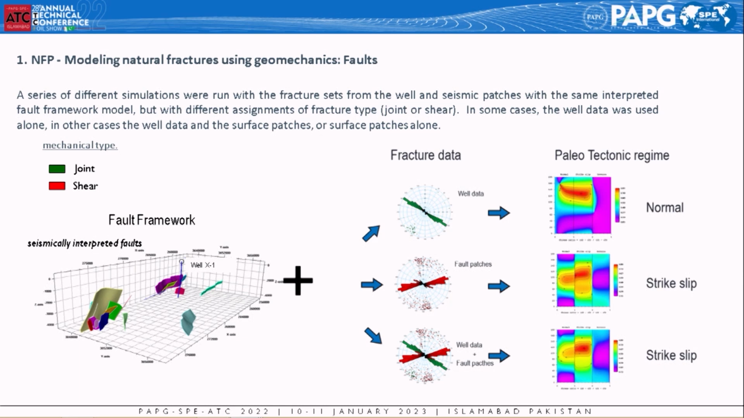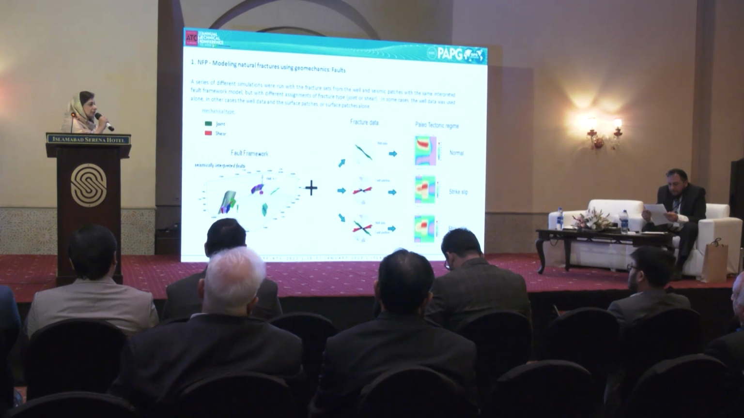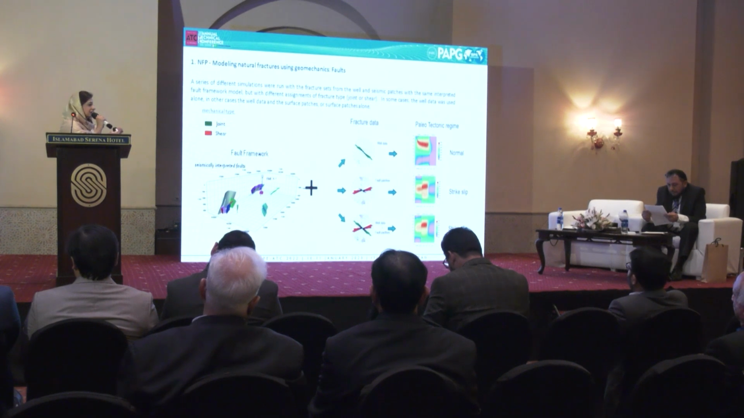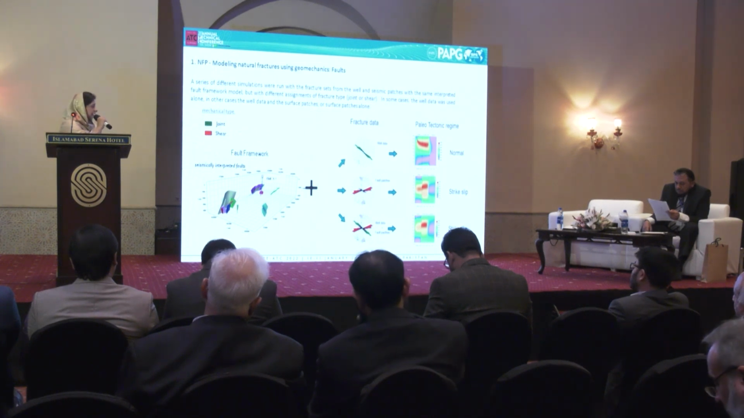And then thousands of simulations were run in the background to see which of the paleotectonic regimes these observed data are matching with. It will try to find out the best fit with the observed data, and then it will plot a tectonic map on which we can see in which regime and in which maximum azimuth direction this data fits. So we can see in this particular case, the well was assigned as joint, and from the fault patches from the seismic, some of them were classified as joint, and some of them were classified as shear fractures.